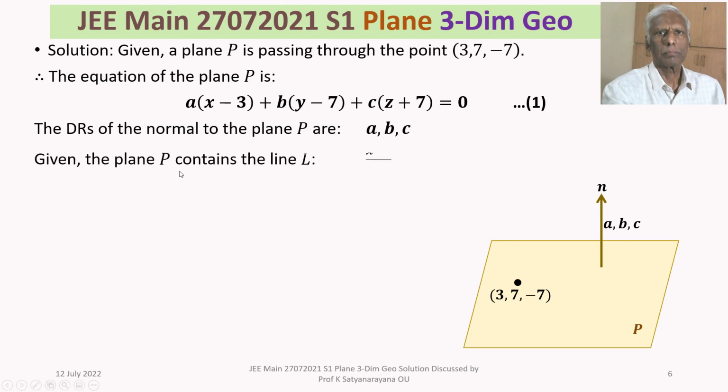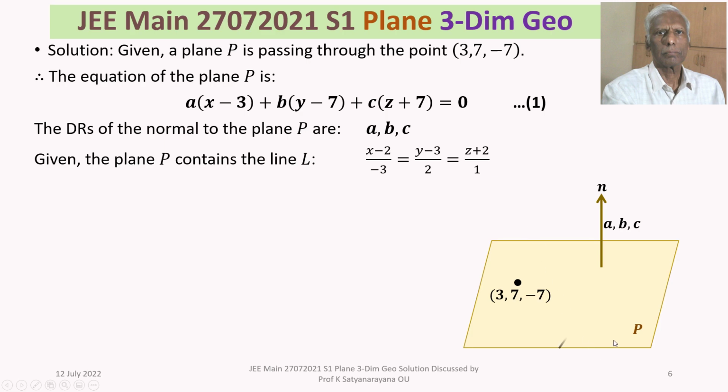And we are given the plane P contains the line L, let us say, and that is (x - 2)/(-3) = (y - 3)/2 = (z + 2)/1. And what is this? This is the equation of a line in the plane. And this line passes through (2, 3, -2) and has the direction ratios -3, 2, 1.